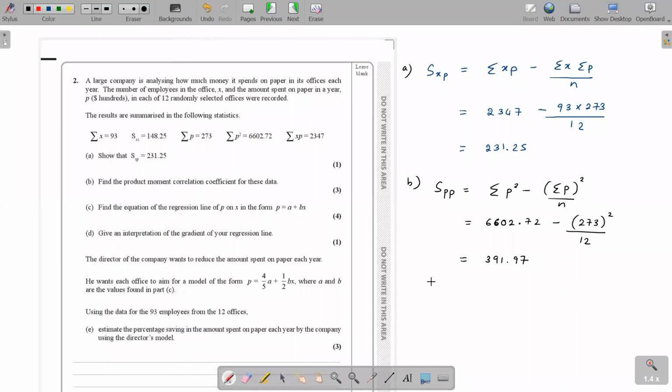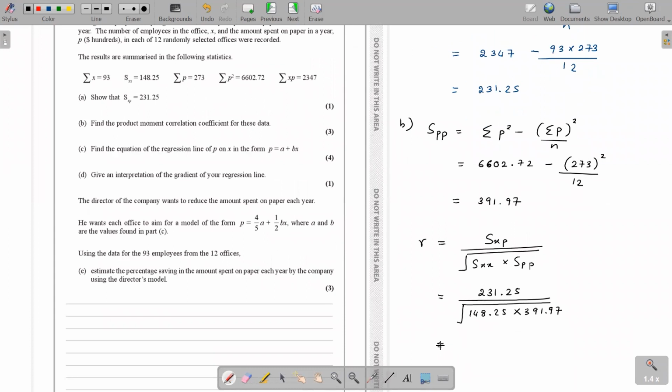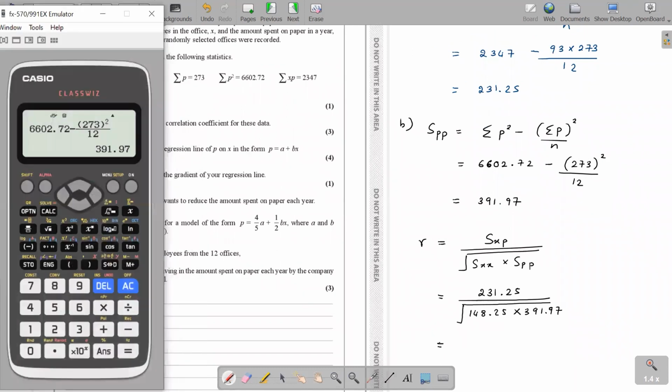Okay, so then let's find the R value. So R is equal to SXY, in this case SXP over root SXX into SPP. So basically this is the equation that you are supposed to use. SXP is found as 231.25. Root SXX is given to us, 148.25, into SPP, which is 391.97. So calculate this. How much is our R value? What's our product moment correlation coefficient?